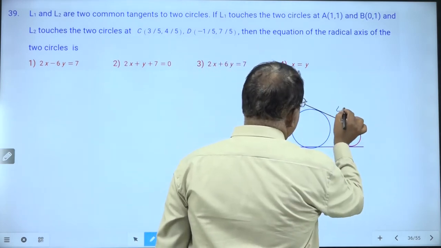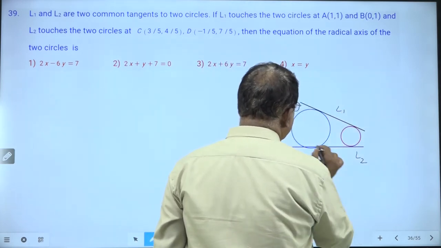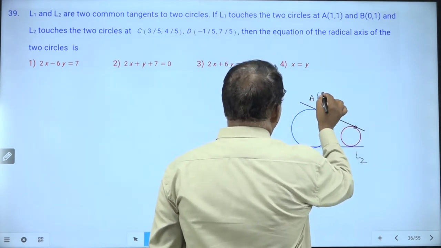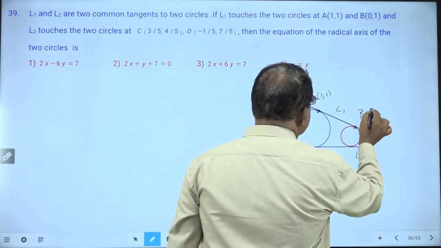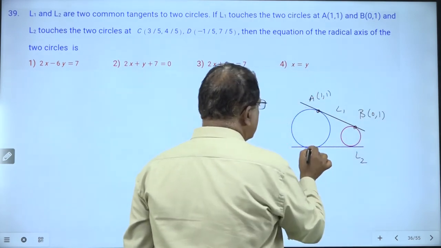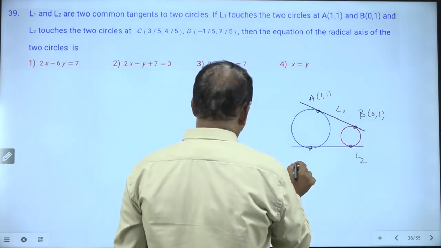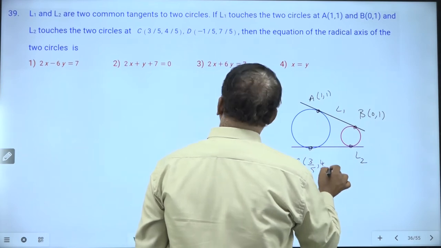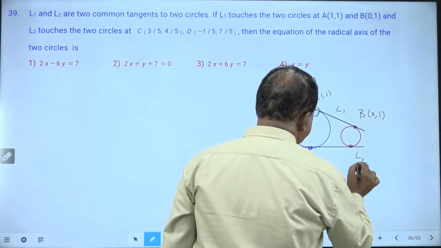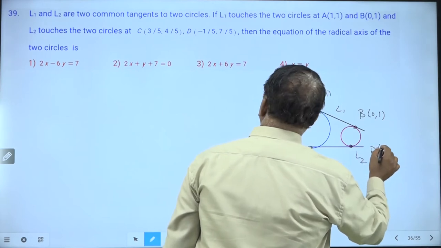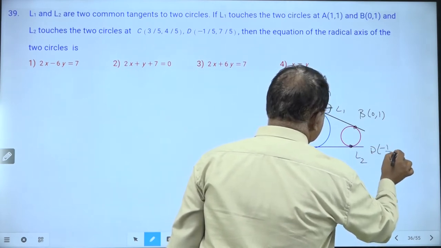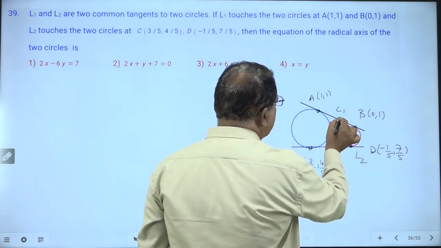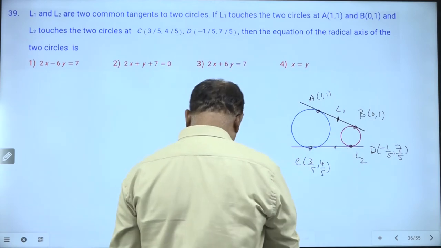Now, L1 and L2 are two lines touching at A and B. A is (1, 1), B is (0, 1). L2 touches at C (3/5, 4/5), next D (-1/5, 7/5). Now, required is the radical axis. First, find the midpoints of these two points.